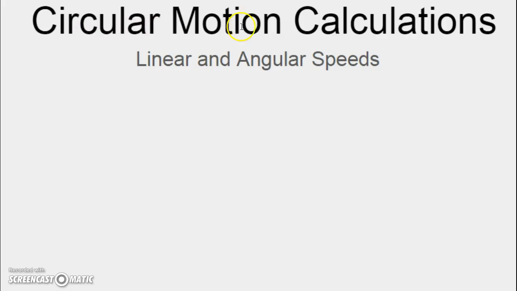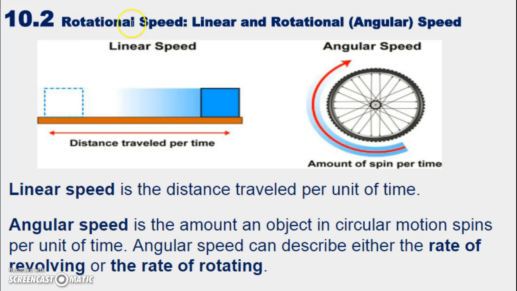At this part of the circular motion unit, we're going to look at some calculations. We're going to be solving for linear and angular speeds. So we're going to look at them both mathematically and conceptually. So let's start off with rotational speed.